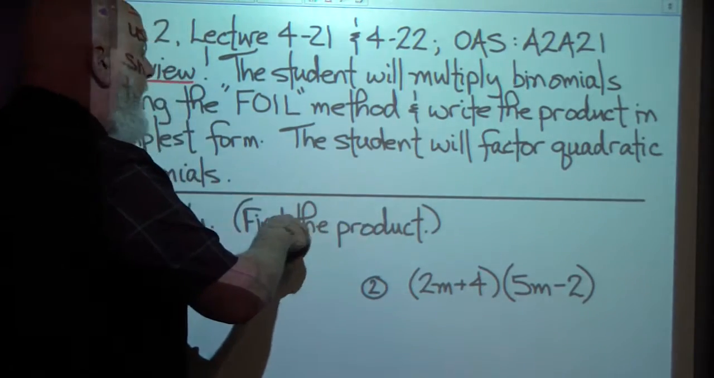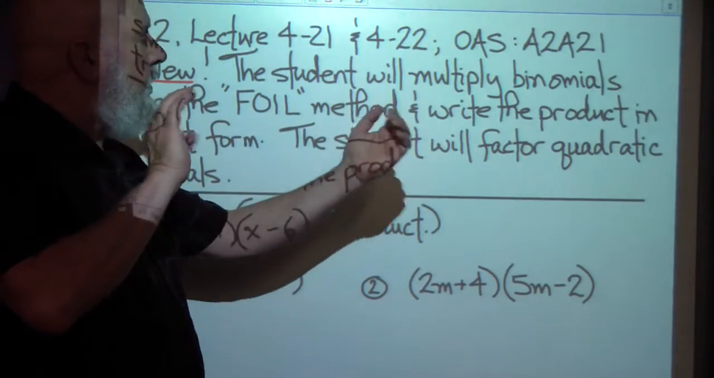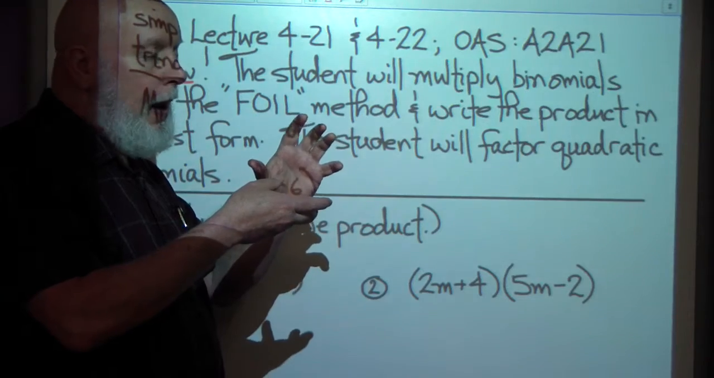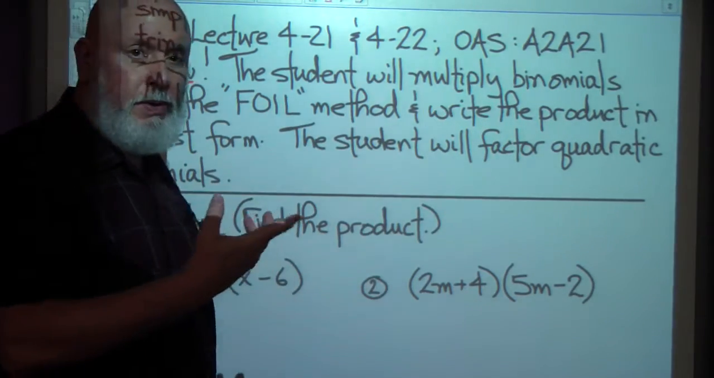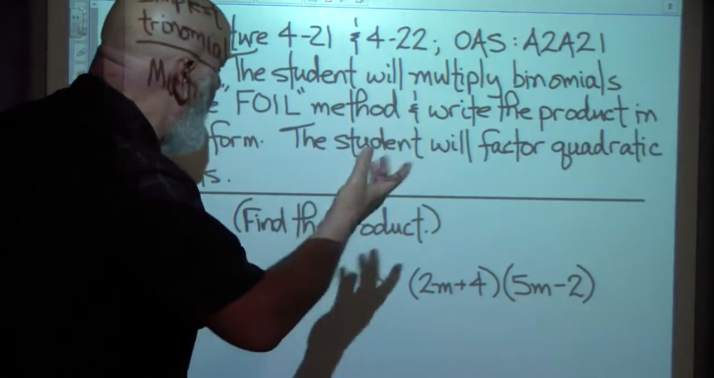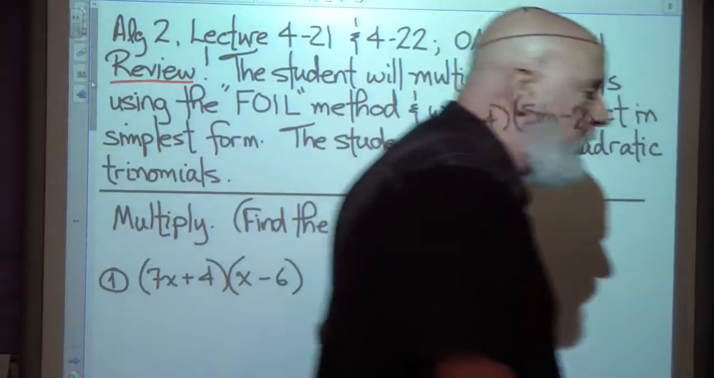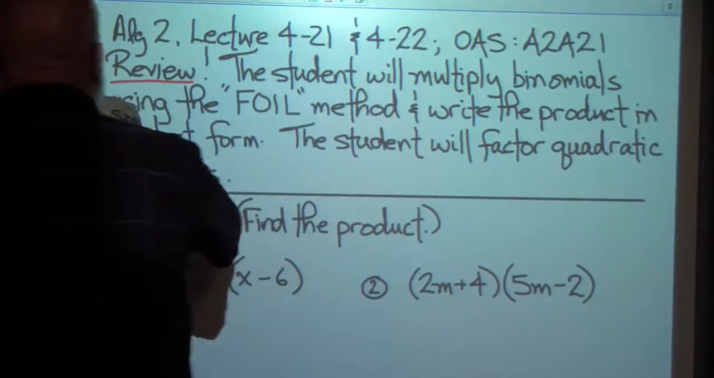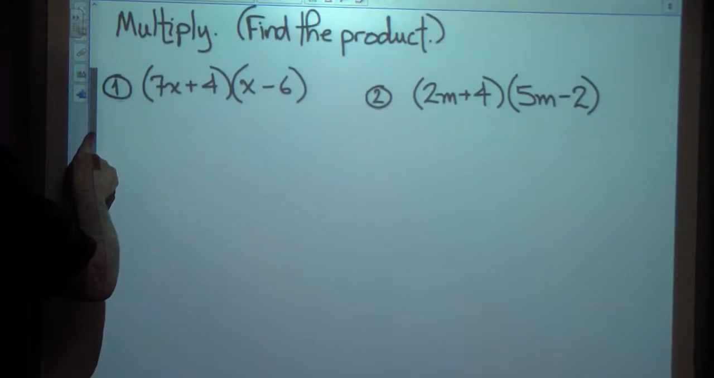The student will factor quadratic trinomials. So we're going to take two binomials, multiply them together, and get a quadratic trinomial. And then we're going to take a quadratic trinomial and break it into two binomials. That's the idea. So here we go. As I said, this is memory lane. I'm going to move that arrow out of my way. We've done this before, but we're going to go ahead and do it again.